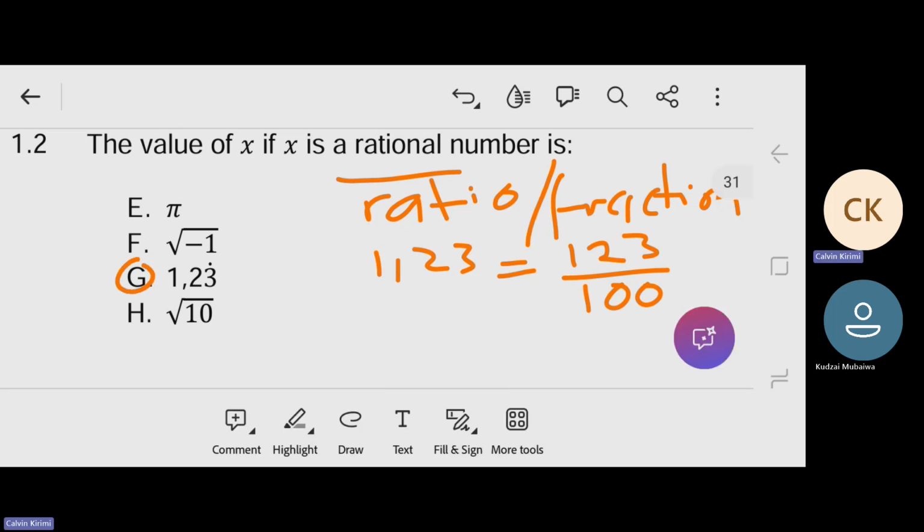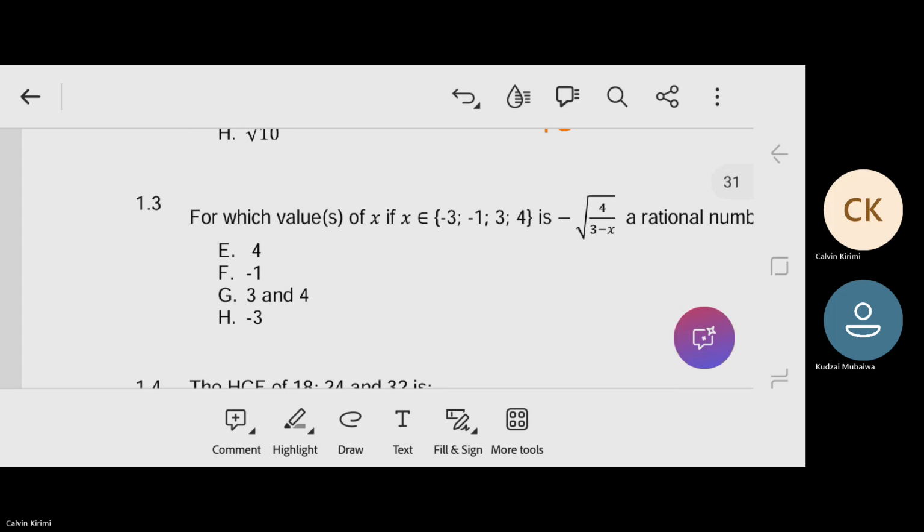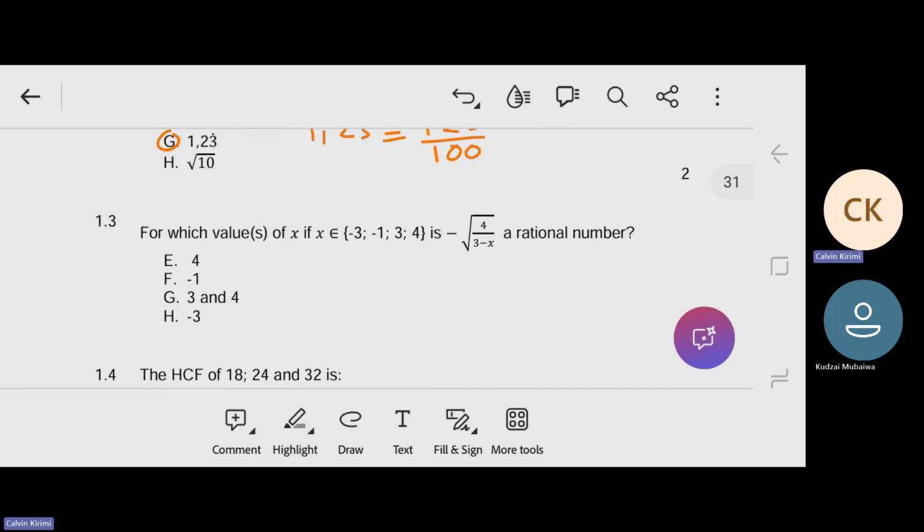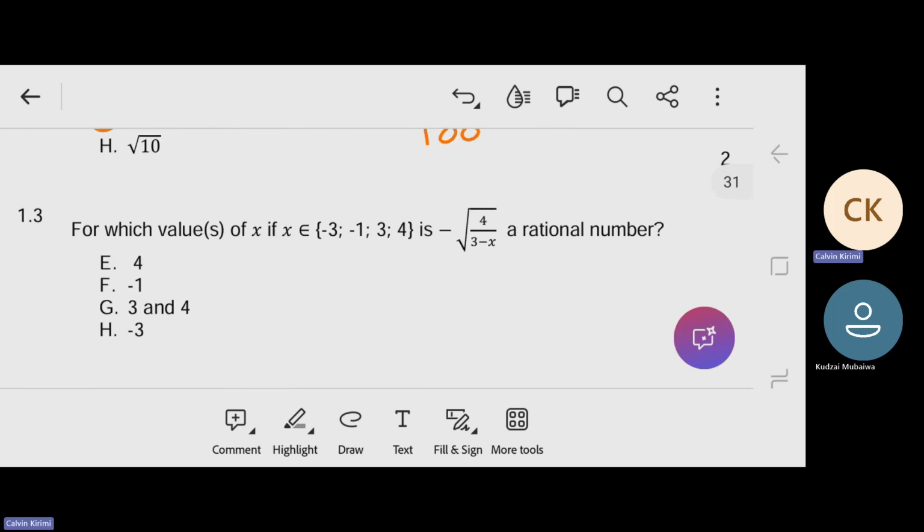Now we go to the next one. She's saying, for which values of x is x an element of that? You do this topic in class: rational numbers, real numbers, natural numbers, whole numbers, integers. You must know those sets. So in our case, x is an element of -3, -1, 3, and 4 only. So that is the x value.